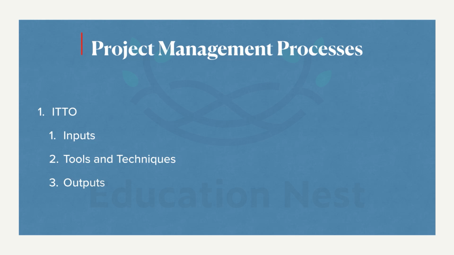Before we move ahead to the explanation of the processes, it is important for us to understand what ITTOs are. Each and every process that we are going to learn is going to have ITTOs. And what is ITTO? They are nothing but inputs, tools and techniques, and finally the outputs. Every process is going to have these 3 steps. Process 1, ITTOs, process 2, ITTOs, and so on. You should study every process in this flow only, which will be much easier. Like, what are my inputs, what tools should I apply, and what will be the output of my process.